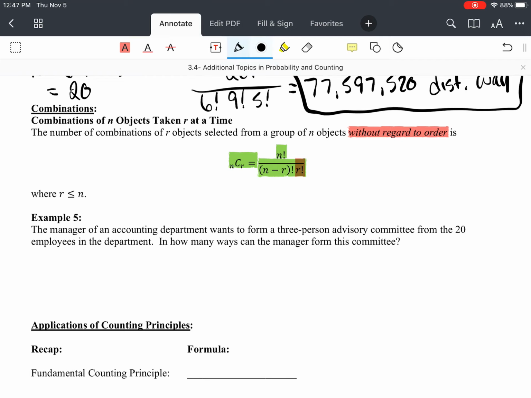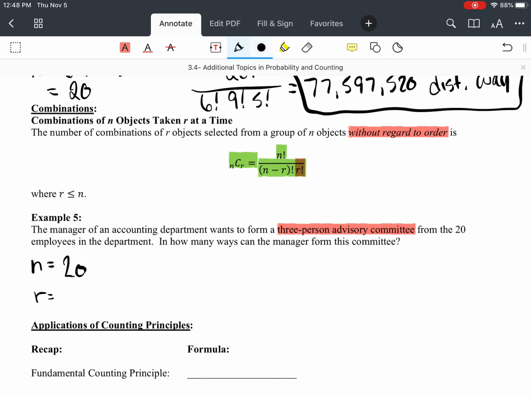The way we work this out, we'll do example number 5. It says the manager of an accounting department wants to form a 3-person advisory team from 20 employees in the department. How many ways can the manager choose this committee? Notice that we don't have rankings. We don't have positions. It's just a 3-person advisory committee, so we're just picking 3 people.